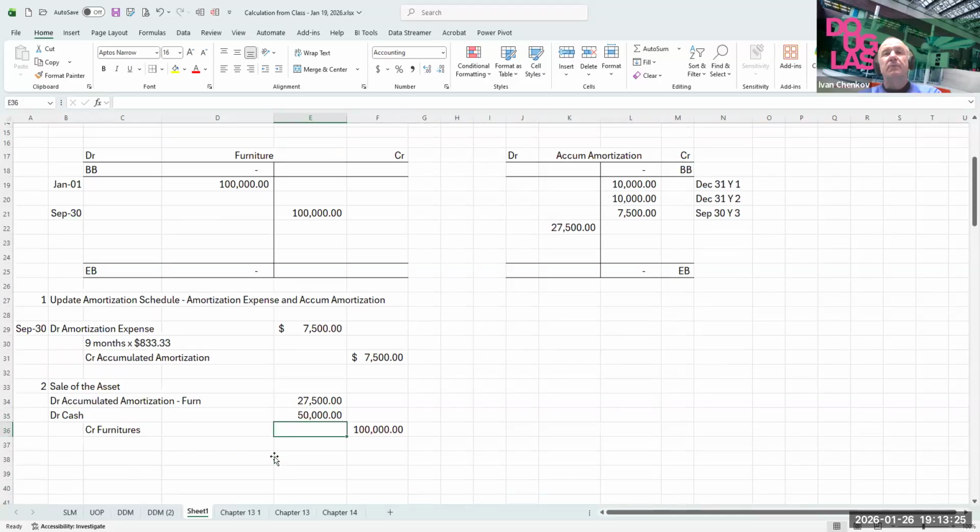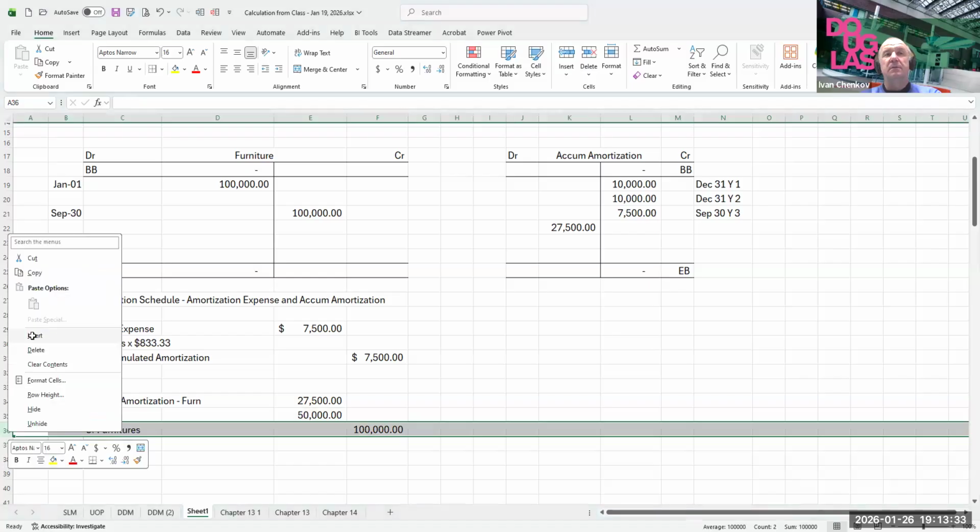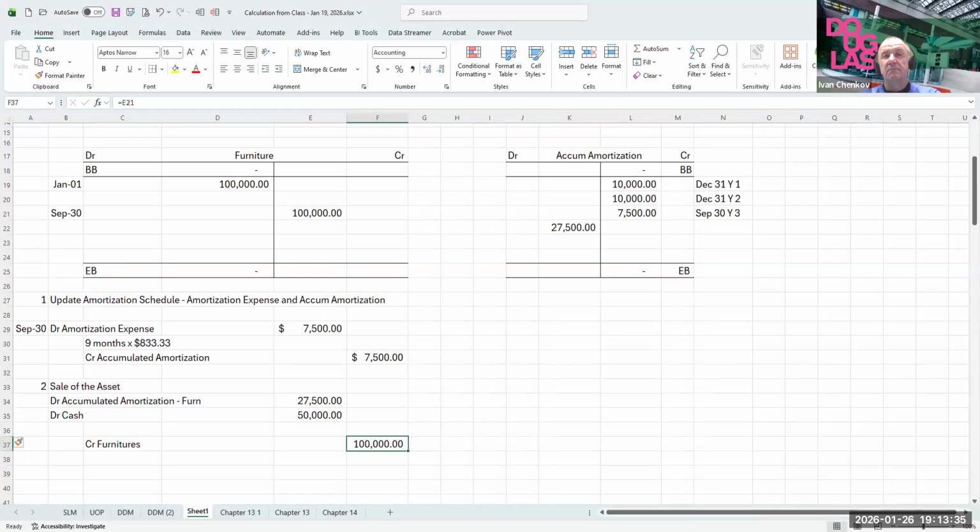Now we have to see where we are. Where is my debit? Where is my credit? I'm selling furniture, which I paid 100,000 for. I used it for 2 years and 9 months. I amortized 27,500. I get 50,000 cash.